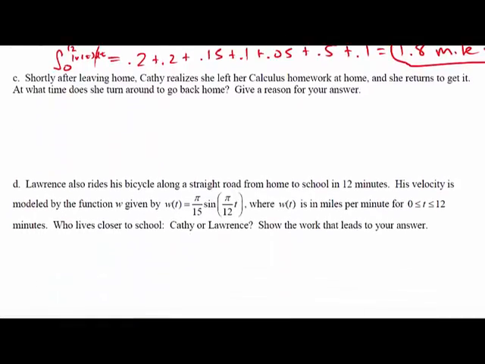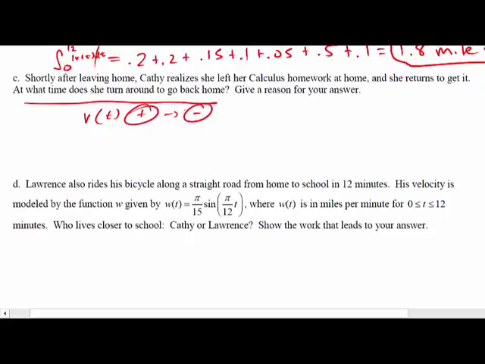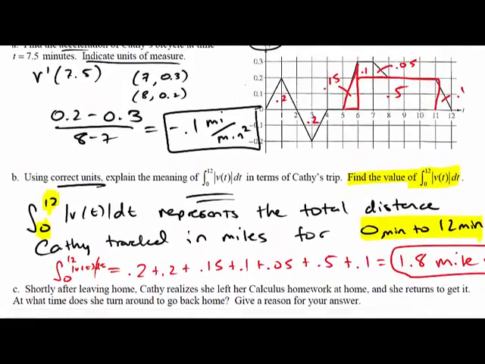Shortly after leaving home, Kathy realizes she left her calculus book at home, and then she returns to get it. At what time does she turn around to go back home? Well, the idea behind this is what time does she turn around? That's the key here. The way we would know she would turn around is because velocity would change from being positive to negative. Just the fact that it's negative is not good enough. That means she's walking home. It's an instant where the velocity changes from positive to negative. I can only see one instance of that, and that would be right here.